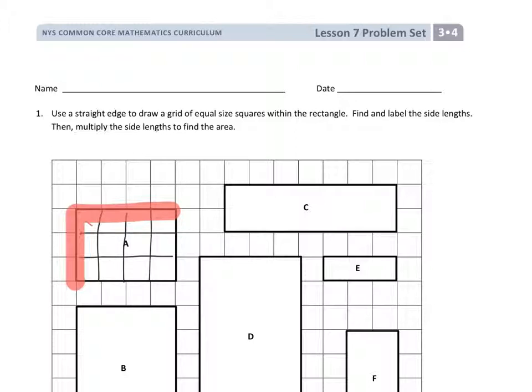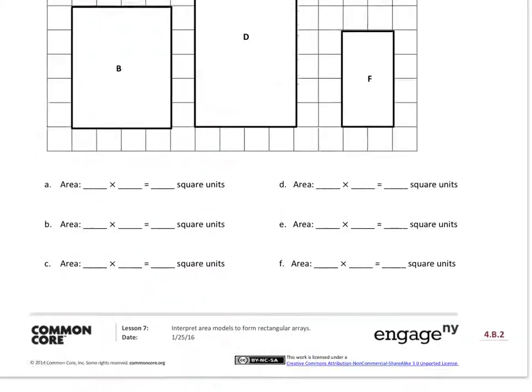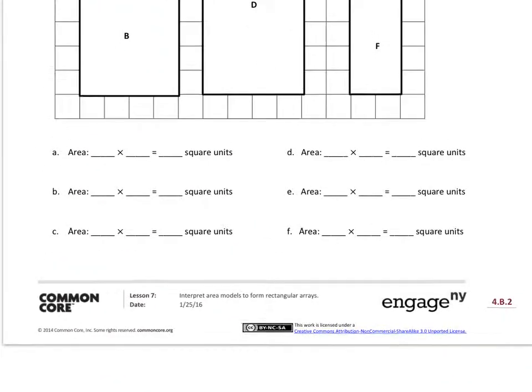So we see we have 1, 2, 3, 4. So we have 4 up here, and we have 1, 2, 3 over there. So we have 4 times 3. We're going to come on down and put the area in here. Because 4 times 3 equals 12 square units.